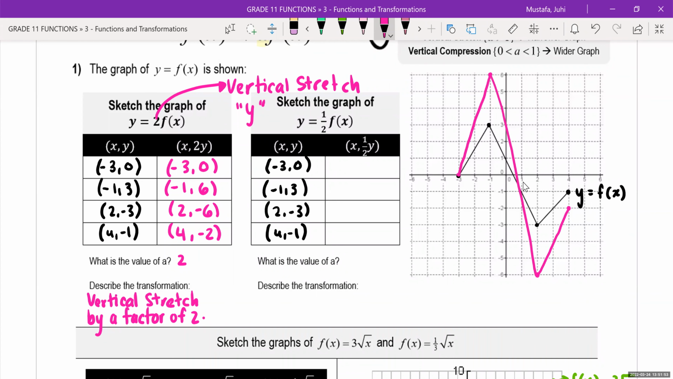So hopefully you guys are using a ruler, and then it's going to be y is equal to 2 times f of x. And visually, you can see that our original graph was in the black ink. This graph is vertically stretched. It's like you're pulling it from the top and the bottom. That's what it looks like.